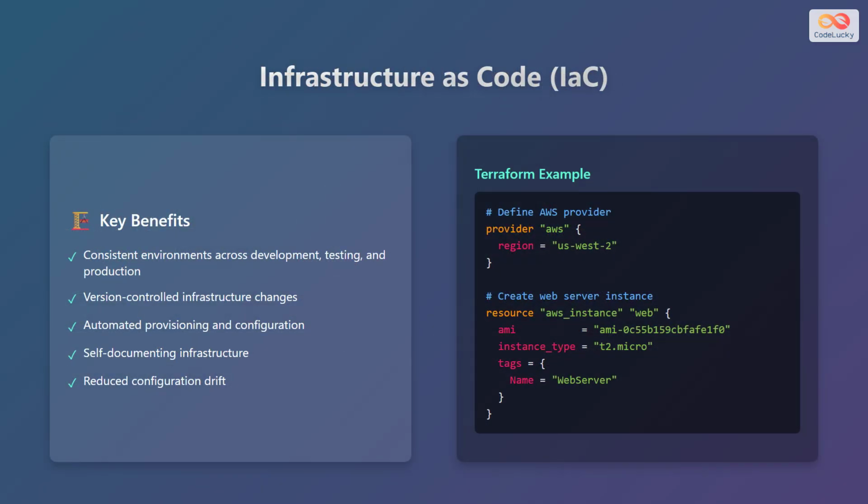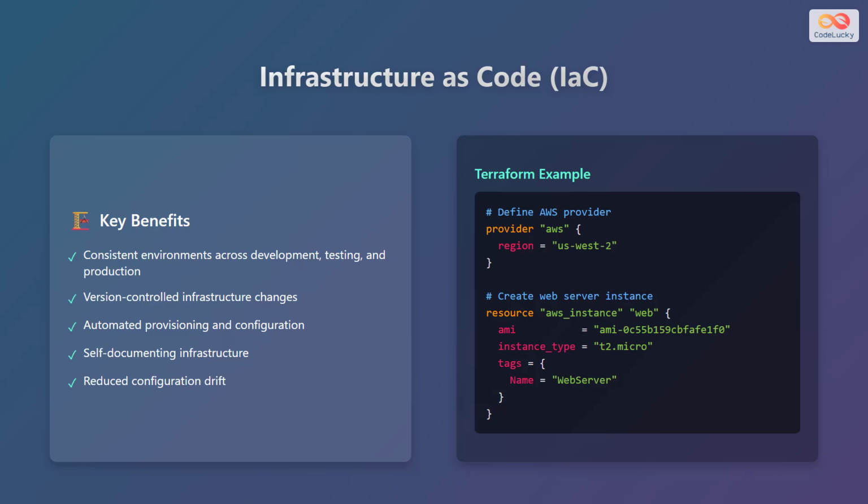Infrastructure as code. Key benefits. Consistent environments across development, testing, and production. Version-controlled infrastructure changes. Automated provisioning and configuration. Self-documenting infrastructure. Reduced configuration drift.